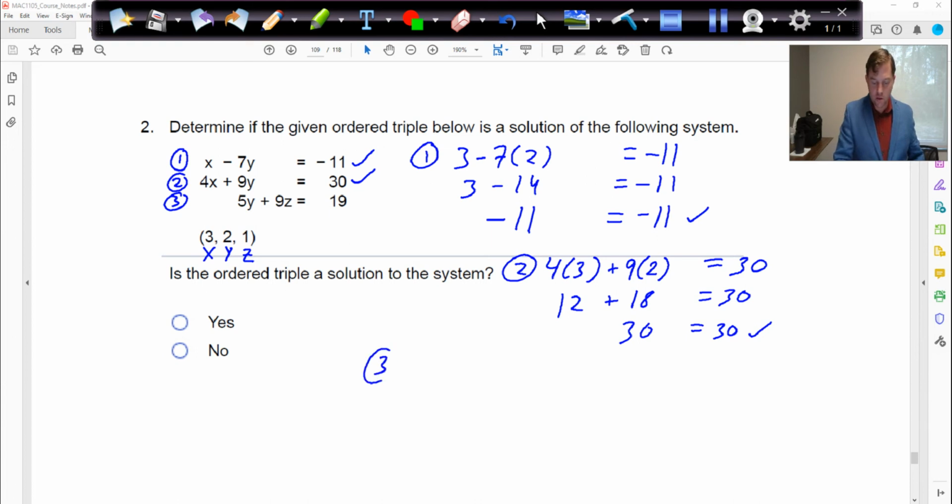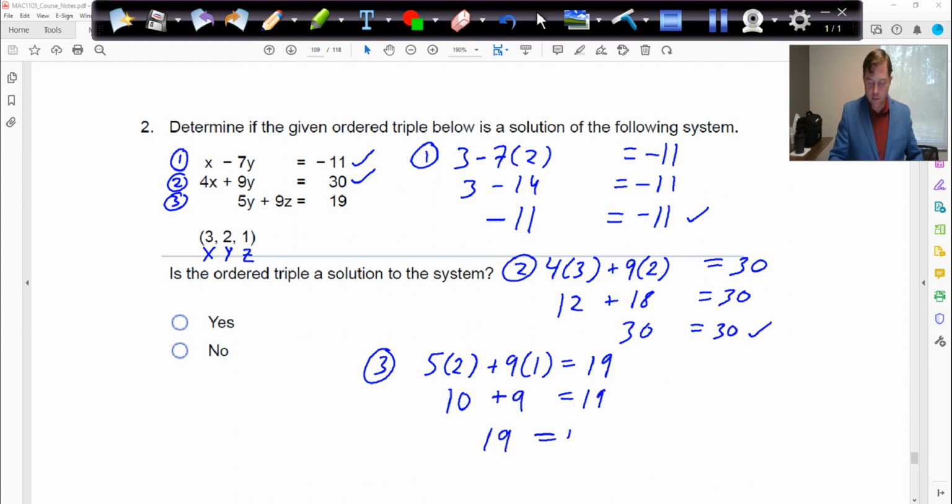Okay, equation 3. We have no x's. 5 times y, but y was 2. Plus 9 times z, but z is 1. Does that equal 19? We get 10 plus 9. That does equal 19. So this one checks, and therefore this ordered triple is a solution to the system. So that one's going to work also.